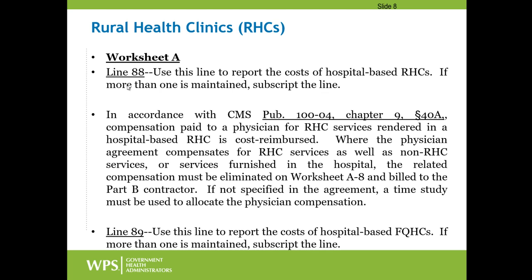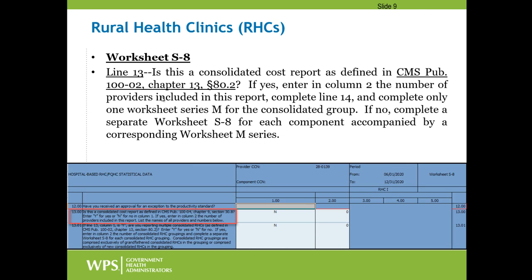I know the policy manual doesn't get to that level of detail, but that's also important, and that's based on CMS clarification recently. So if we take a look at Worksheet A, line 88 specifically is where the hospital-based RHCs go. The standard rule is if you have more than one RHC, you subscript that line. However, we know that this middle part's not all that important. It's just additional information about how to report the costs. So worksheet S-8, line 13. This is what I was getting at earlier.